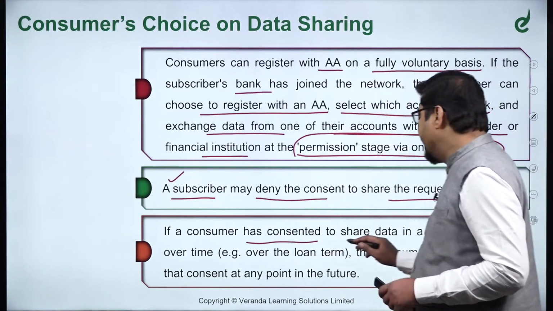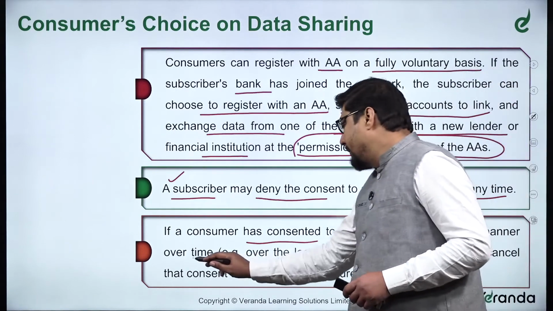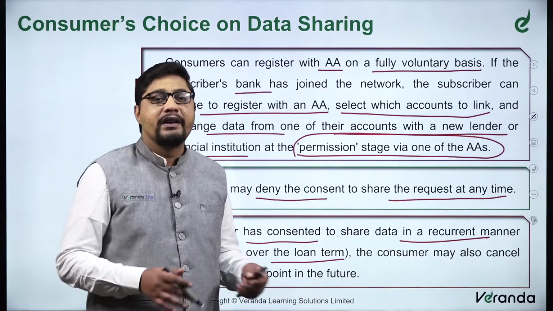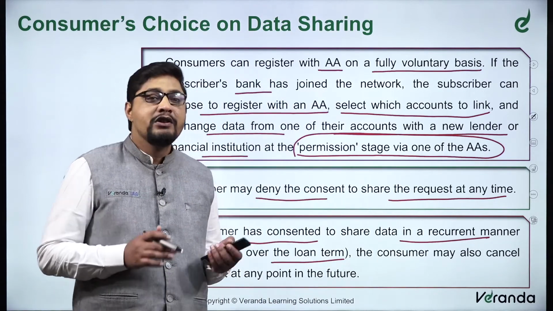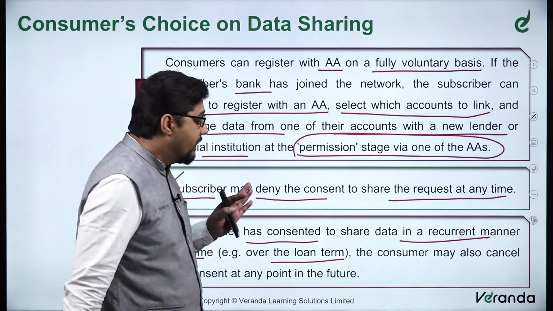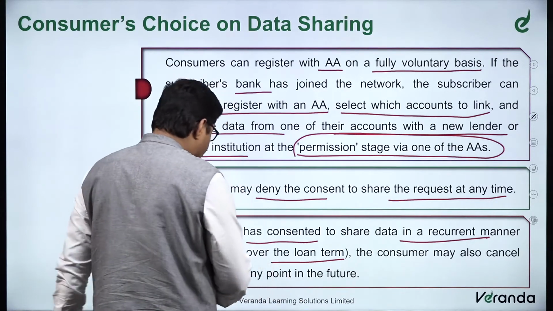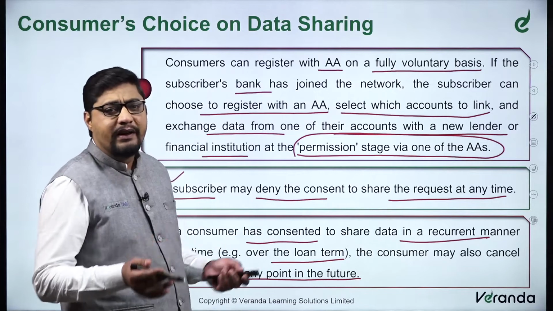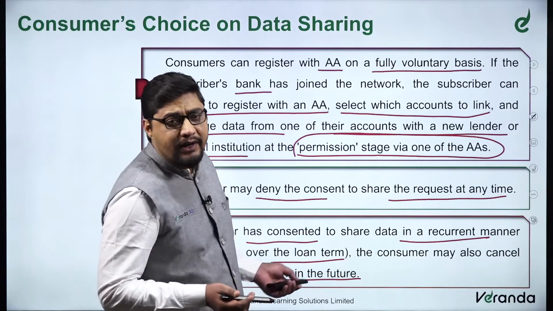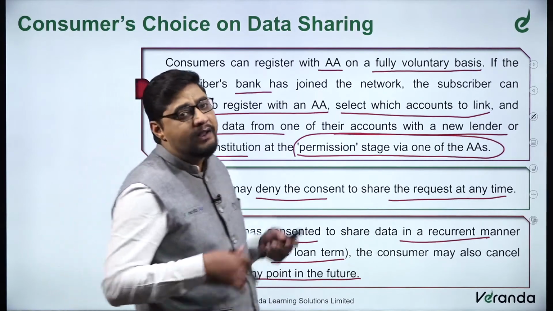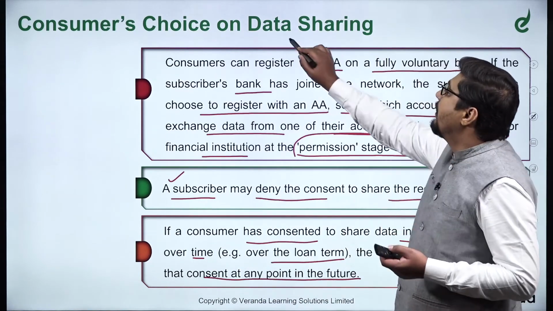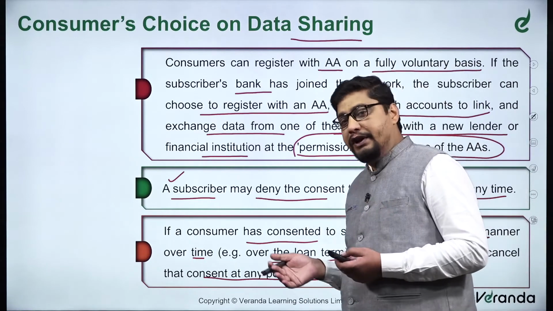If a consumer has consented to share data in a recurrent manner over time, for example over the loan term, you can share your information over a long period of the loan. Like if someone has taken a home loan and the home loan is there for 10 years, you may agree initially that okay, for 10 years I can share the information with you. Then further, the consumer may also cancel the consent at any point in time. So after you may have agreed to share it for 10 years, now you wish that you don't want to share it anymore. So that also can be done. So you can remove the consent, and obviously after that your data will not be shared to another bank or another institution. So that's again a good point with regards to data sharing or the personal data.